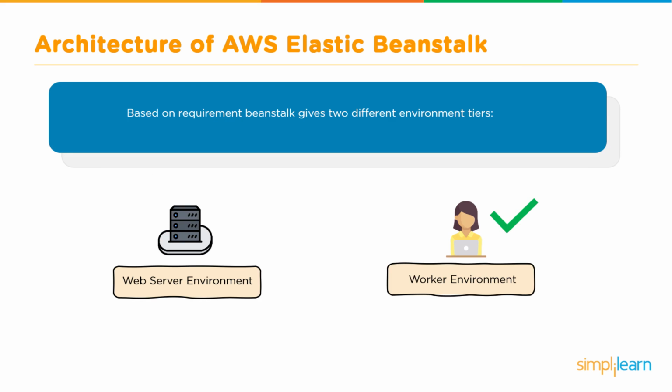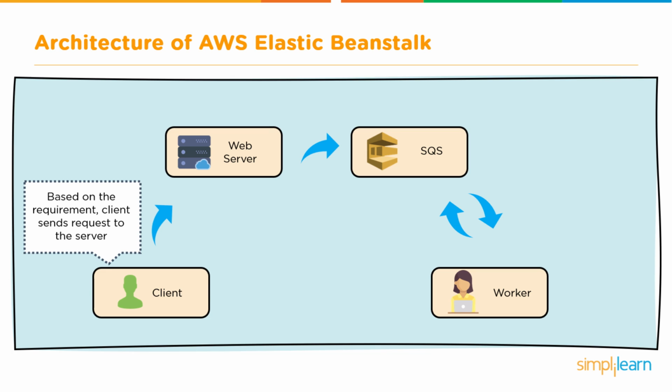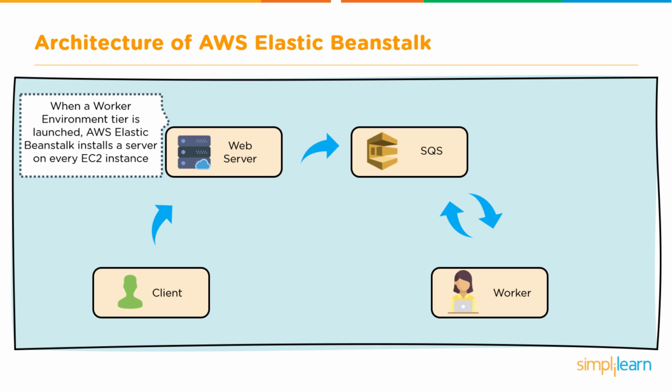Now let's discuss the worker environment. Understanding the worker environment, the web server environment is client facing. The client sends a request for access to the web server. And in this diagram, the web server further sends it to the SQS, which is the Simple Queue Service. And the queue service sends it to the worker environment. Then whatever the worker environment is created for, some kind of processing or some application running in the backend, that environment initiates and then sends back the results to this SQS, and vice versa.